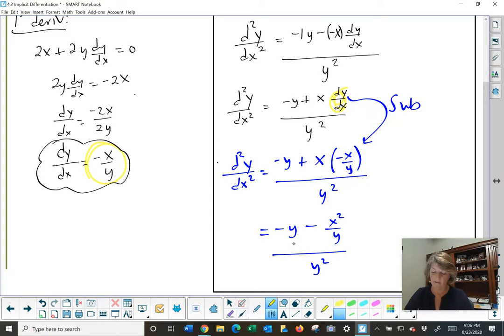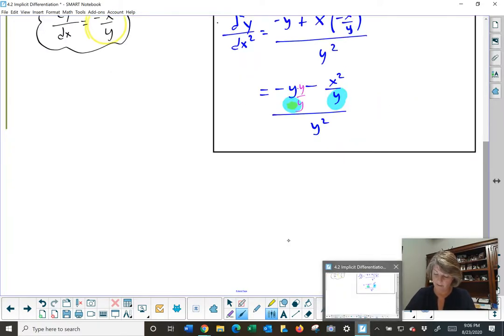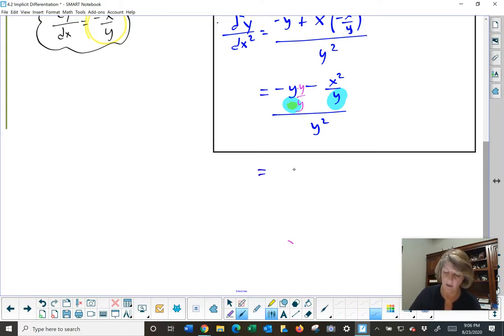Well, what I would really love is to have a denominator underneath this one that matches that. Can I do that? Well, for sure. I'll multiply this by y over y. Now I have y's for denominators in the top. Let me extend. All right. Here we go. We are so close to done. Negative y squared, minus x squared, over y squared.